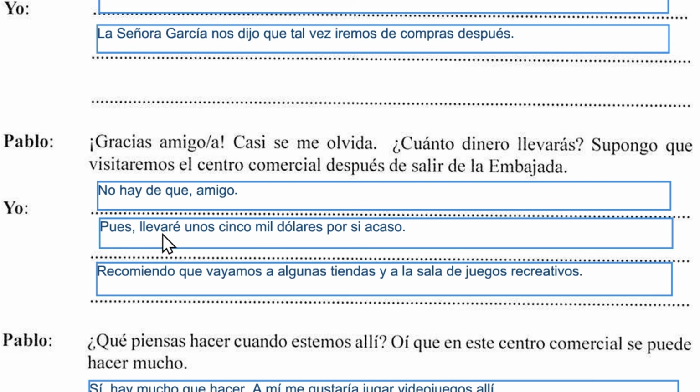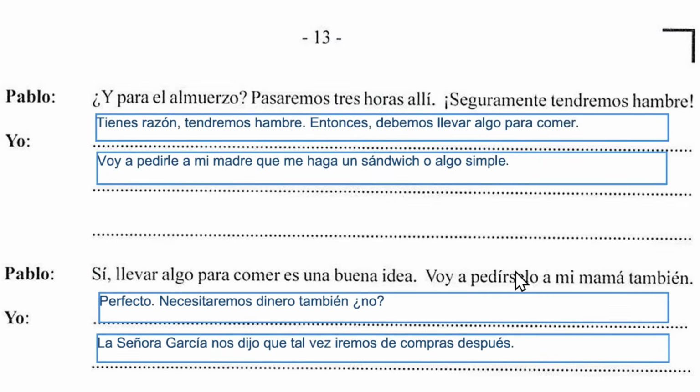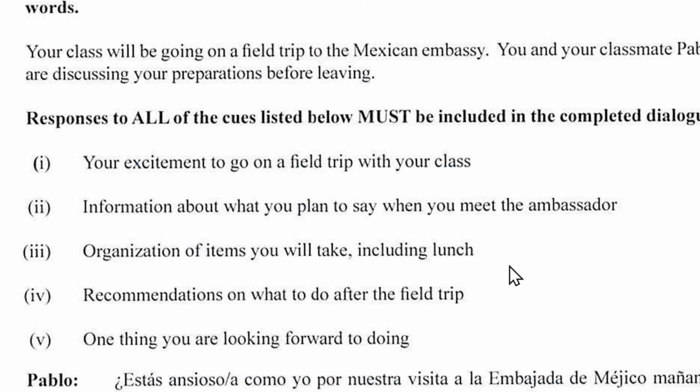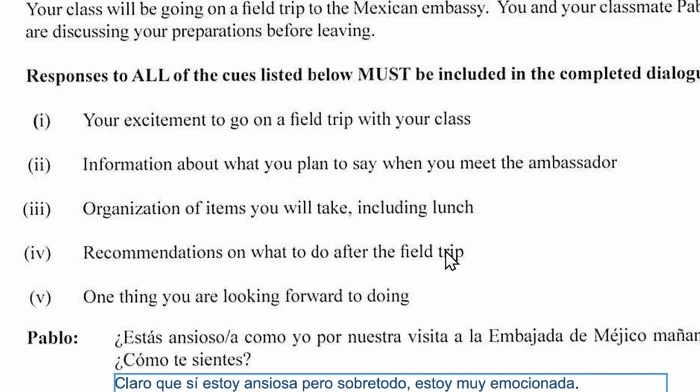Well, I will bring about $5,000 just in case or to be safe. Por si acaso. I recommend that we go to some shops or some stores and to the arcade. All right, now I inserted this line because if we were to go back to the cues at the top, it said recommendations on what to do after the field trip. And although we're talking about going to the mall, there was no real place where I suggested or recommended doing something. So I inserted that recommendation just to be on the safe side.